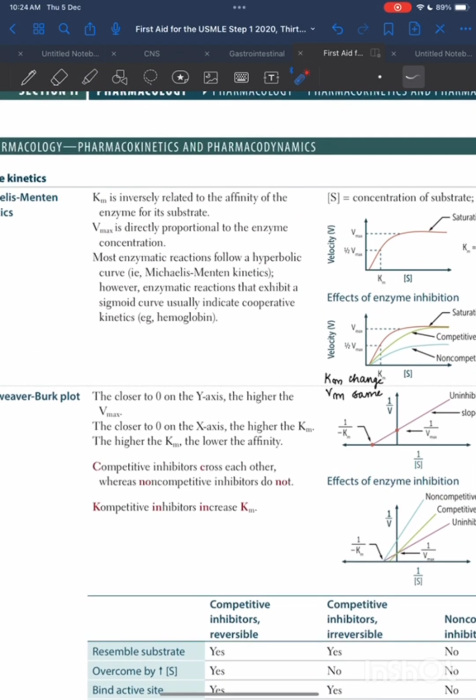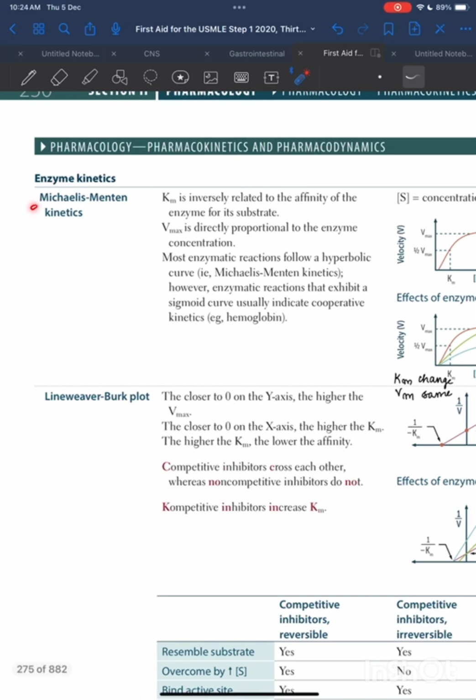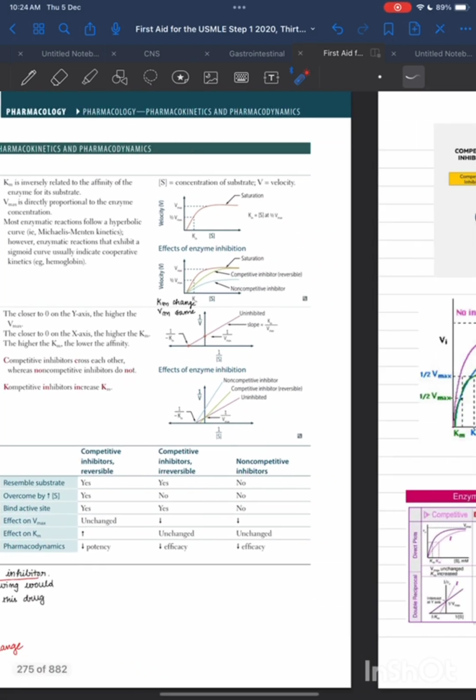Today we are going to discuss pharmacokinetics. Okay, first we will discuss Michaelis-Menten kinetics and the Lineweaver plot. For that, first we have to know about enzymes, substrates and inhibitors.